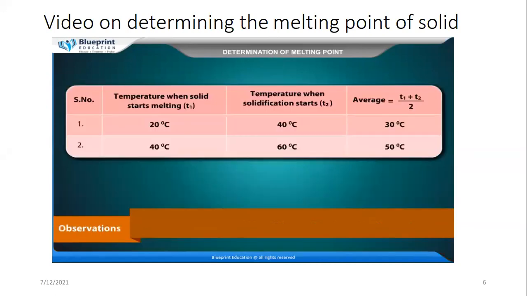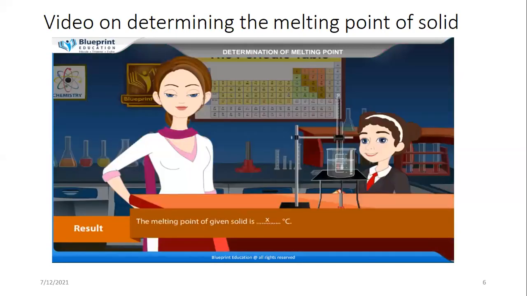Observations. Serial number. Temperature when solid starts melting, T1. Temperature when solidification starts, T2. Average is equal to (T1 plus T2) upon 2. Result. The melting point of given solid is X degrees Celsius.